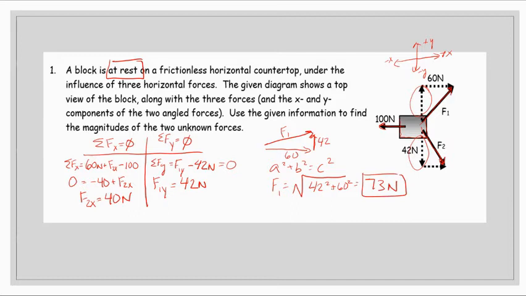And then for F2, we're going to use the same method. We have 42 squared plus 40 squared, and that's going to end up giving us 58 newtons. Now recognize it says find the magnitude, so we don't need to find the direction in that problem.